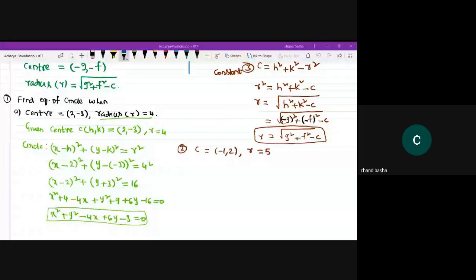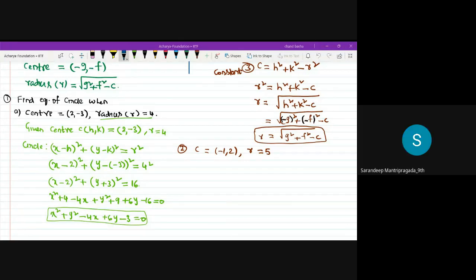Yes, please. Sir, the answer is x square plus y square plus 2x minus 2y minus 20 equals to 0. Sorry, sir, I got minus 4y. Minus 4y minus 20 equals to 0. Yeah, so x square plus y square plus 2x minus 4y minus 20 is equal to 0. Very good. Yes, sir.